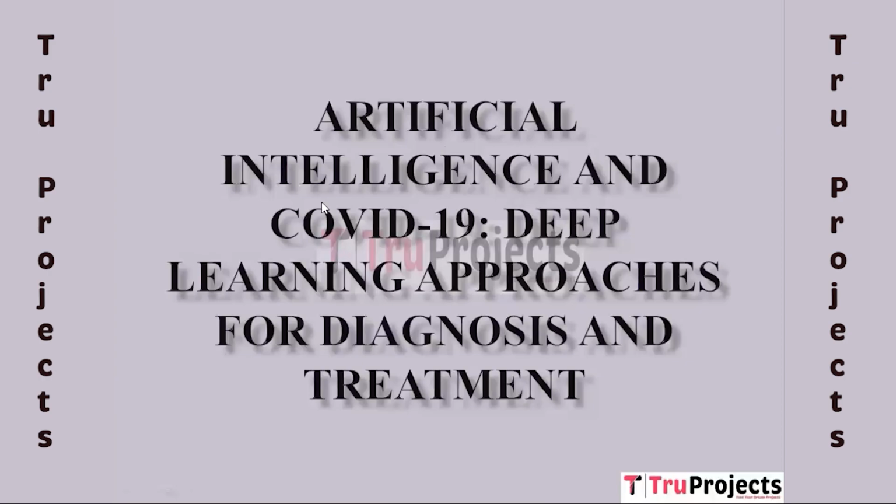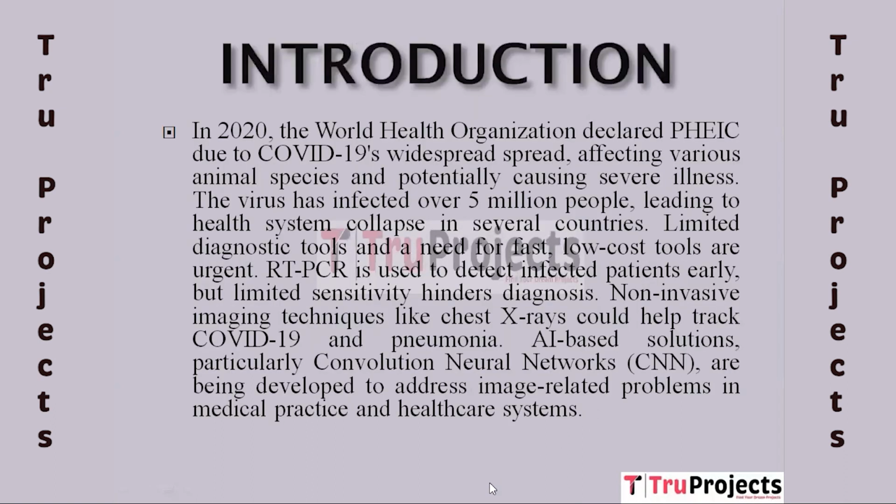We are going to see artificial intelligence in COVID-19 with deep learning approaches for diagnosis and treatment. Introduction. The World Health Organization proclaimed PHEIC in 2020 as a result of COVID-19's extensive spread, which affected many animal species and caused serious illness in some. Over 5 million individuals have been affected by the virus, causing the health system to collapse. It is vital to find quick, affordable remedies and diagnostic instruments.